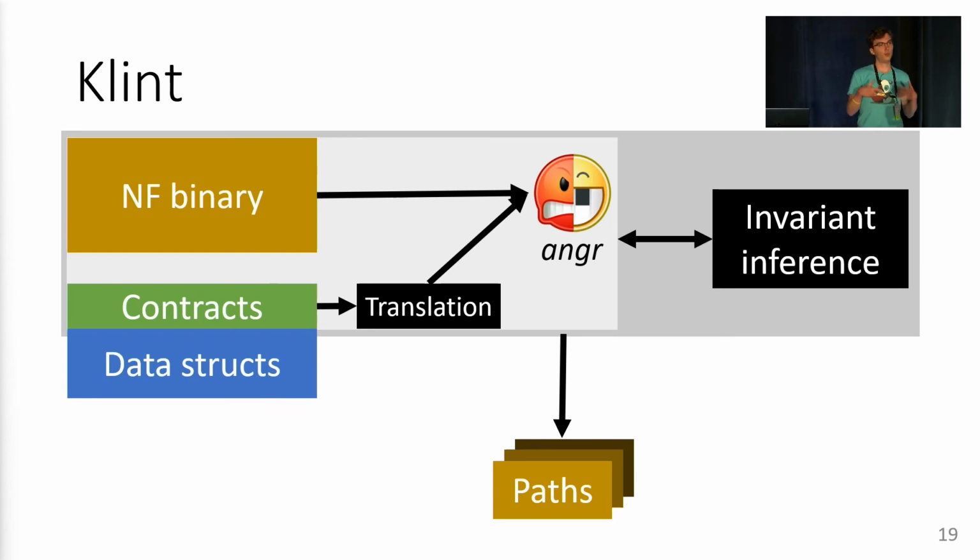Then Klint is going to infer the invariants that hold on the network function code, and this is going to lead to a set of paths. Now, we could stop there because that already tells us, if we have finished this step, that there are no crashes, such as a null pointer dereference, and that the binary is memory safe.